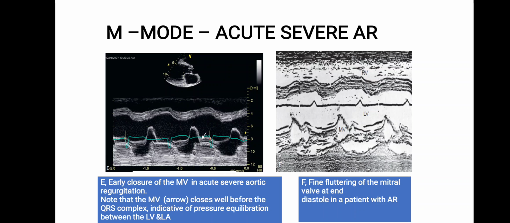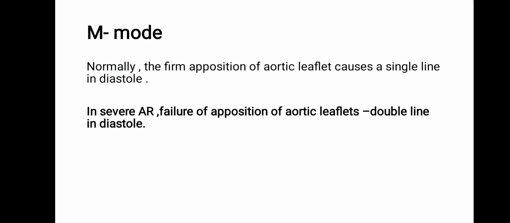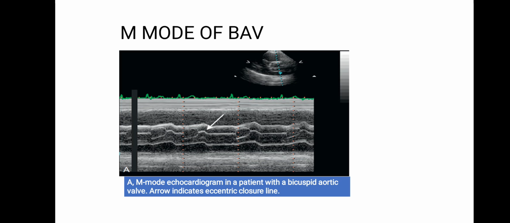The F is indicating the fine fluttering of the mitral valve at end diastole in a patient with aortic regurgitation. So two points: the early closure of the mitral valve and the fluttering of the mitral valve. Normally, the firm opposition of the aortic leaflets causes a single line in diastole. In severe AR, failure of opposition of the aortic leaflets gives a double line in diastole. M-mode of a bicuspid aortic valve shows an eccentric closure line.